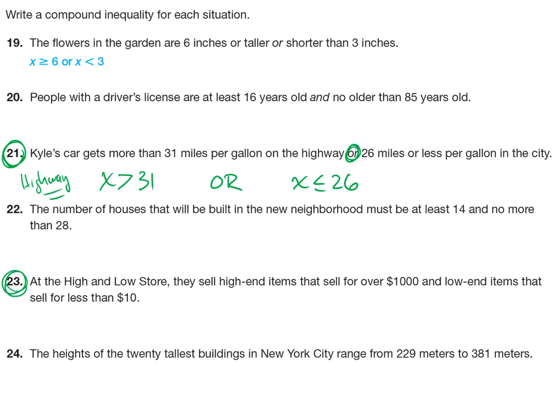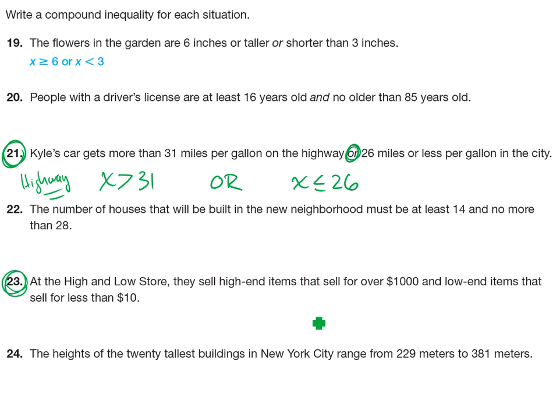So that's number 21. 23, at the high and low store, clever name, they sell high-end items that sell for over $1,000 and low-end items that sell for less than 10. It says, like, wait, can I get a power drill that's $50? No, that's a different store. We only sell super expensive stuff or relatively inexpensive stuff, but nothing in between. So if I was going to represent their prices here, they sell high-end items that sell for over $1,000.